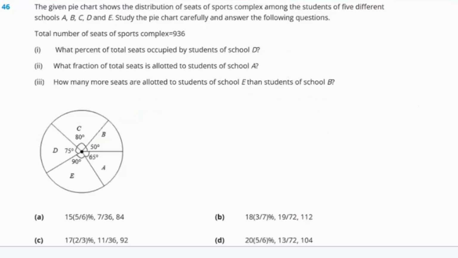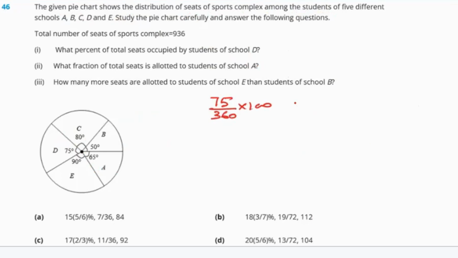Now we are moving towards the 46th question, which says a given pie chart shows the distribution of the seats of the sports complex among the students of 5 different schools A, B, C, D, E. We need to study the pie chart and answer the questions. What percent of the total seats is occupied by the students of school D? School D is 75 degrees. So 75 by 360, because total is 360, times 100 we will do.